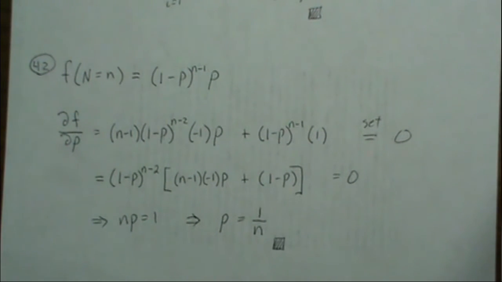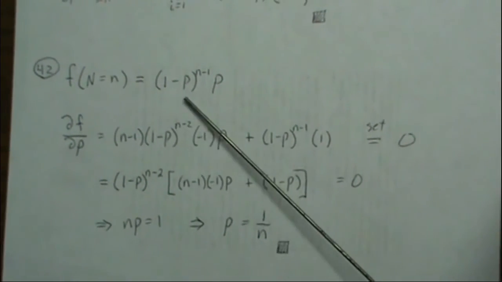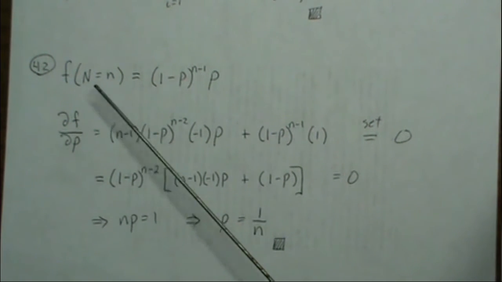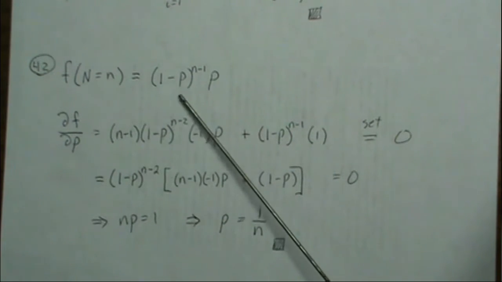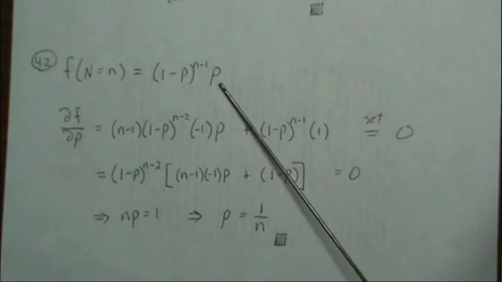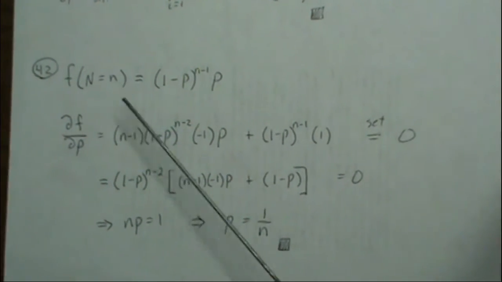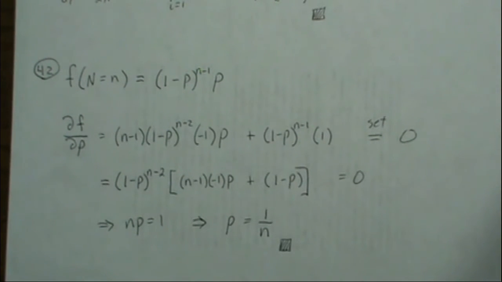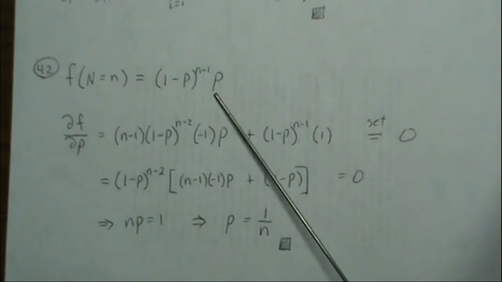Number 42 says that we're going to continue trials until we find a success. The success probability is p and failure is 1 minus p. We want to know the probability that we end on the nth trial. That means we have n minus 1 failures and the last one is a success. So this is the density, and we're asked to find the maximum likelihood estimator of p, the probability of a success.